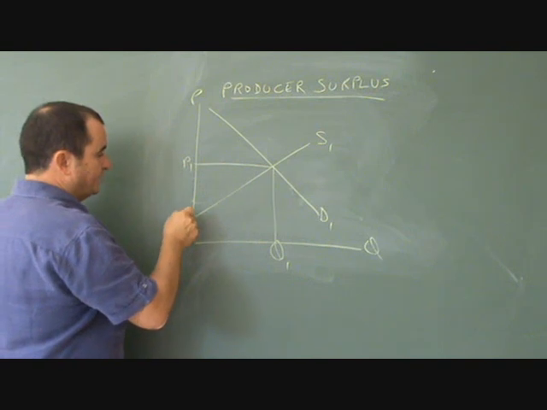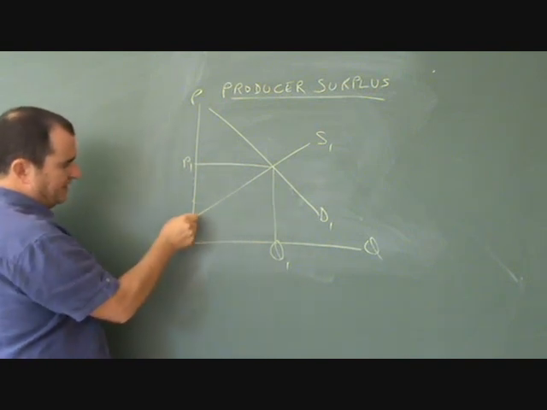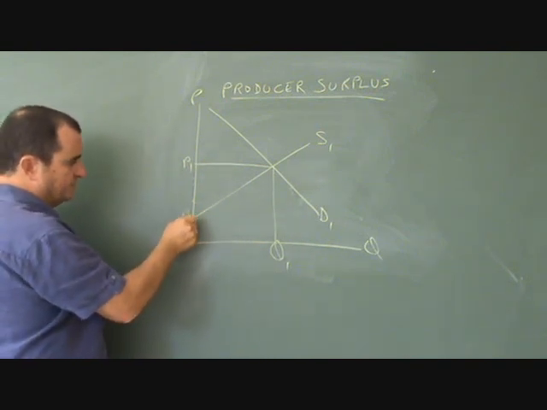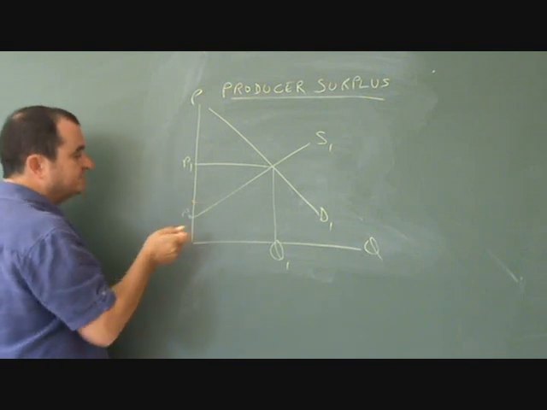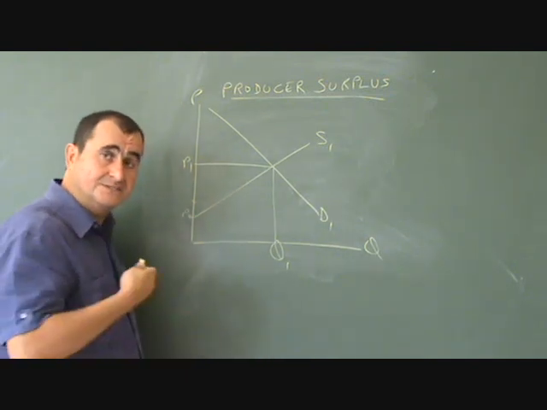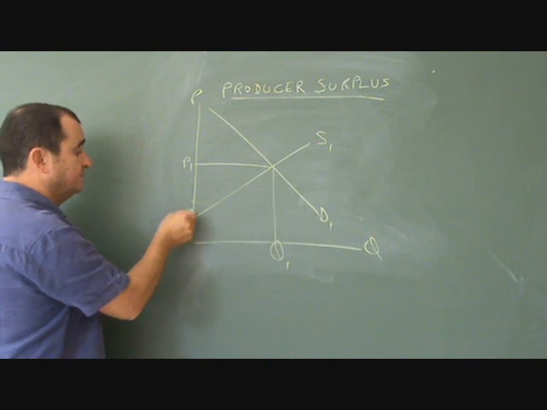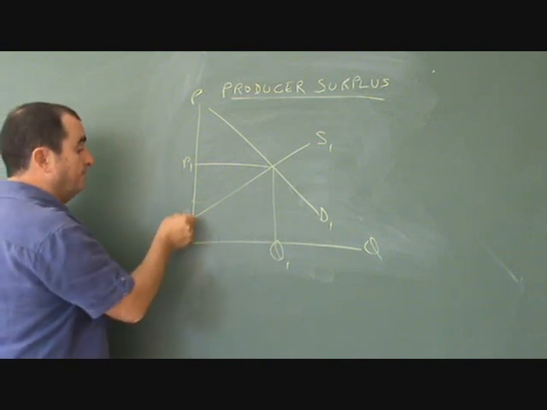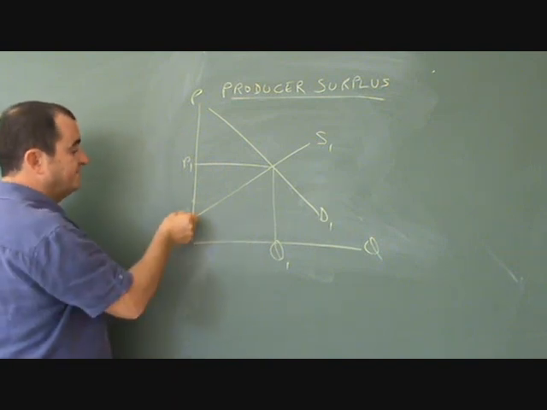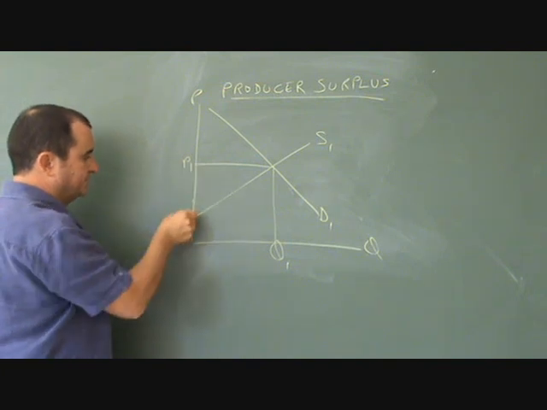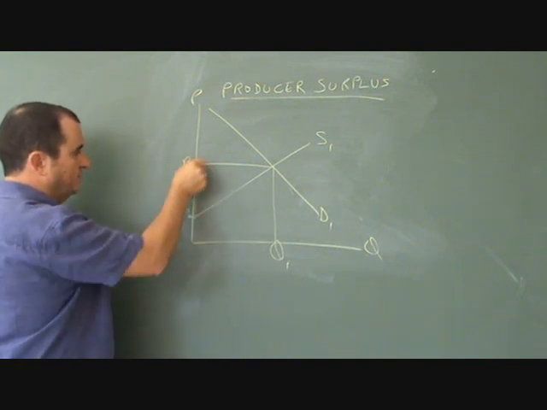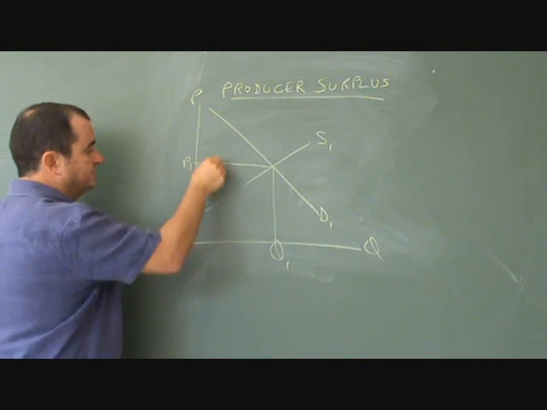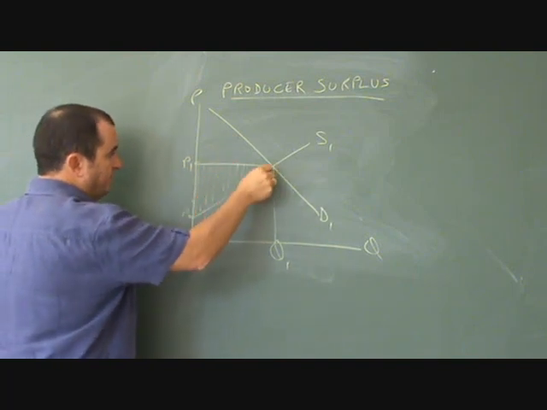So, at all prices from here, because no supplier is willing to supply at lower than this price, call it P2, the first supplier willing to step into the market and supply the product is at price P2. But of course the market price is at P1, so that first supplier has a producer surplus of this much, P1 minus P2. And then all these other suppliers are willing to supply at lower prices.